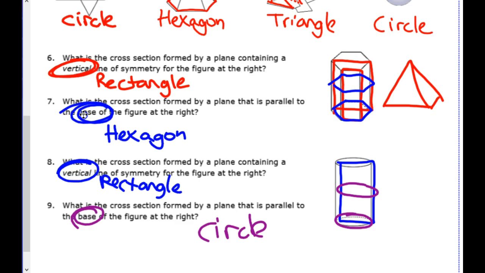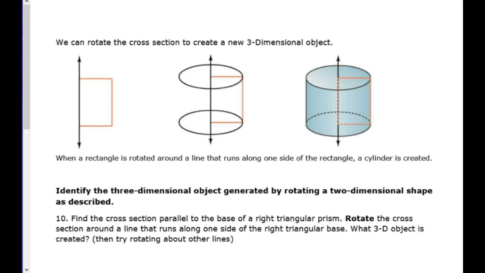So we're just taking slices today. That's what we talked about yesterday, actually. But today, on the back of the notes, we are going to rotate them, okay? So we're going to take that two-dimensional figure, the cross section, and we're going to rotate it, okay? So it says we can rotate the cross section to create a new 3D object when a rectangle is rotated around a line. So does everyone see right here?